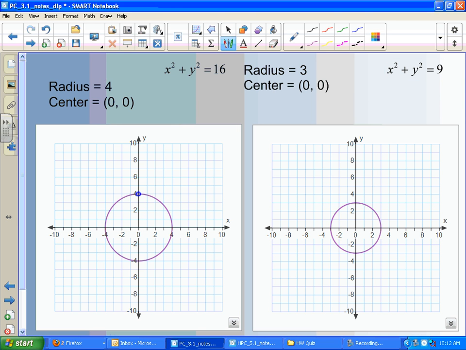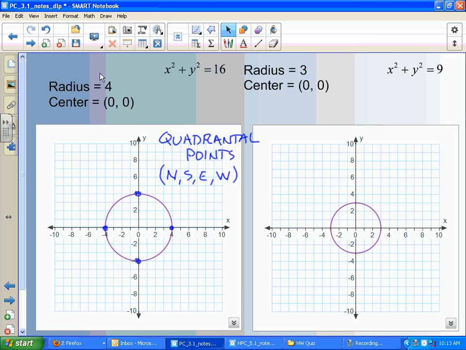These points, the ones that we were plotting and then drawing our circles through, notice that if you think of a compass, those points are at north, south, east, and west. And those we will call our quadrantals. North, south, east, and west point. Or in terms of degrees, if we're thinking about, are you guys familiar with polar coordinates at all? Does that sound familiar? No? All right. Check out over here.